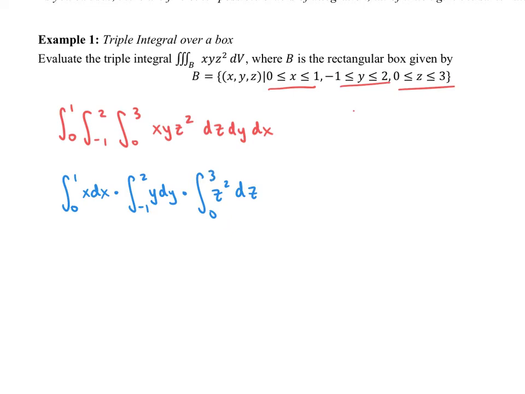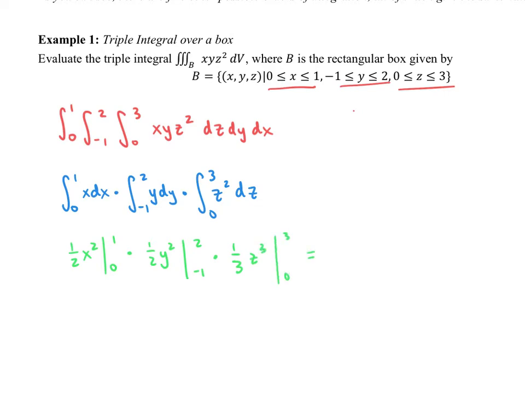Okay, so we take a look at the first one. Antiderivative is 1/2 x squared. That's evaluated from 0 to 1. And then 1/2 y squared, evaluated from -1 to 2. And 1/3 z cubed from 0 to 3.